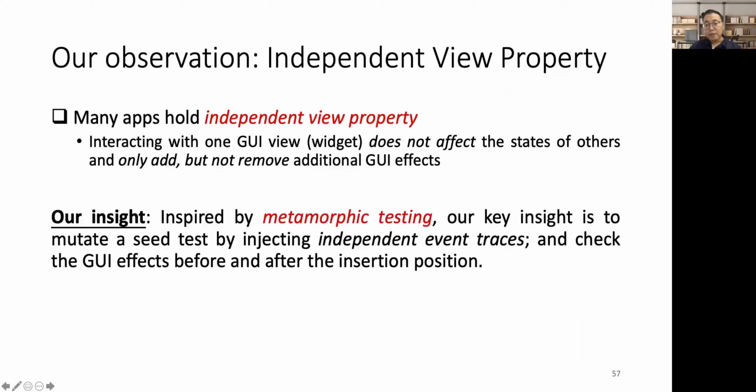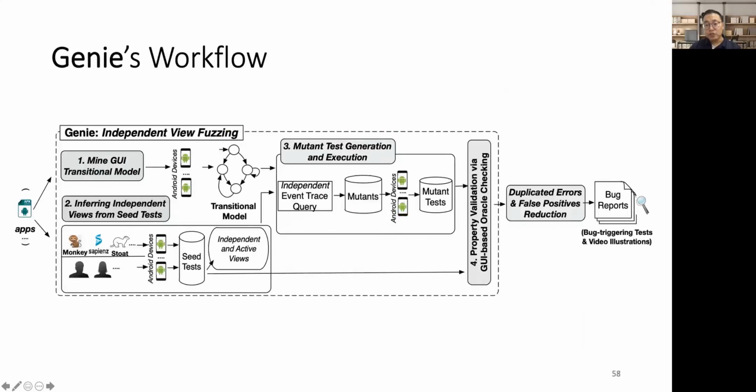Thus, inspired by metamorphic testing, our key insight is, given a seed test, we inject independent event traces to generate mutant tests and execute the generated mutant test to check the GUI effects before and after the insertion position. Now let me illustrate the workflow of our approach step by step.